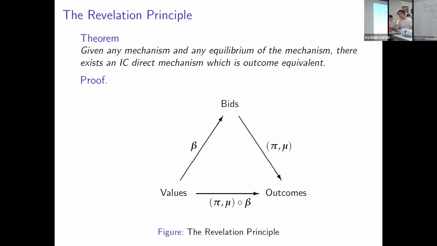Think about this as the first price auction. In a two-bidder first price auction, we already established that bidding half of your value is the equilibrium. So rather than them playing a first price auction, I tell them: tell me your value, and I will input half of your value in the first price auction. So this is going to be a direct representation of the first price auction.